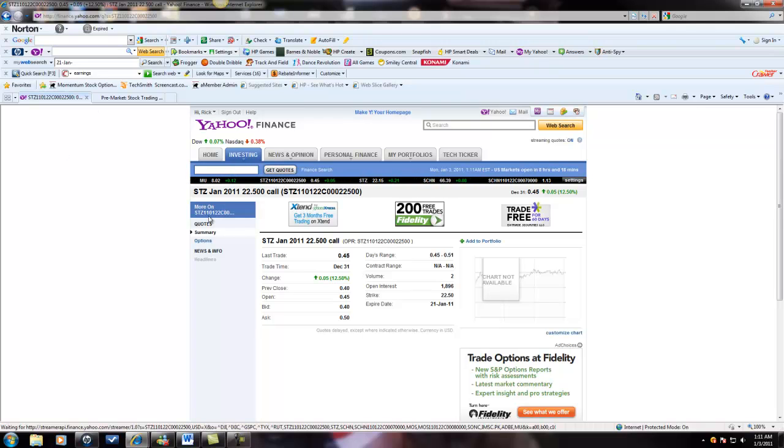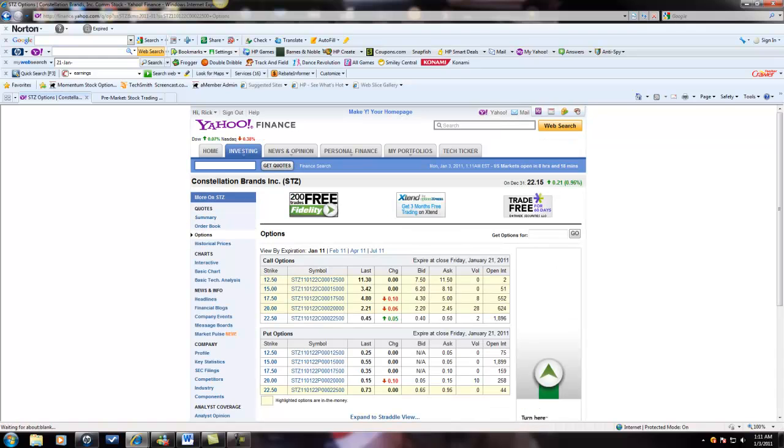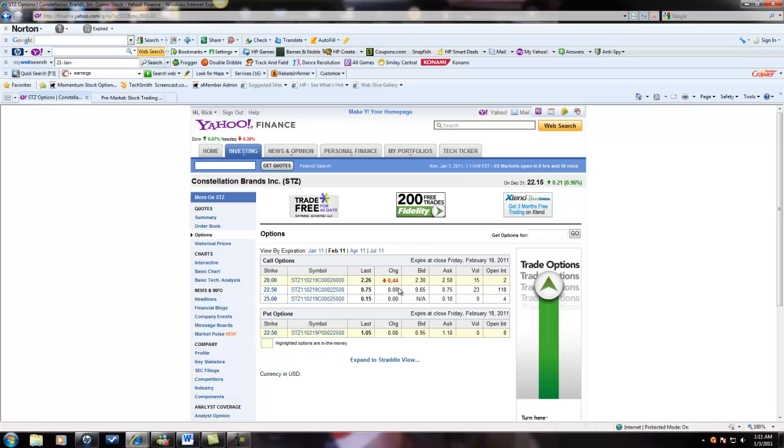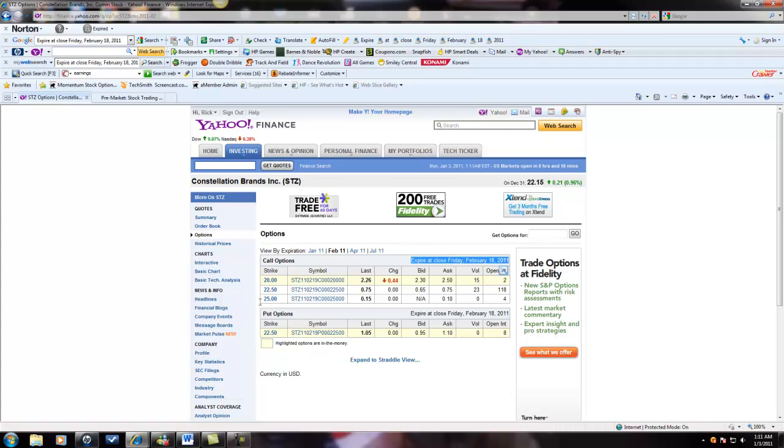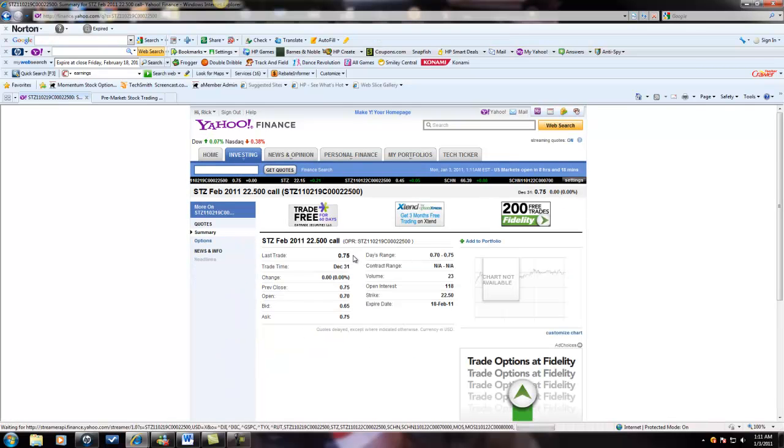But I think the safer trade would be to look at the February 22.50s, which are going at 70 cents basically. You can see the bid-ask here, and the open interest is quite small. But like I said, if there's some momentum after earnings, you've got about 40 days to play this. So if shares make it up to 24, this right here is a double, because these options will be worth $1.50.